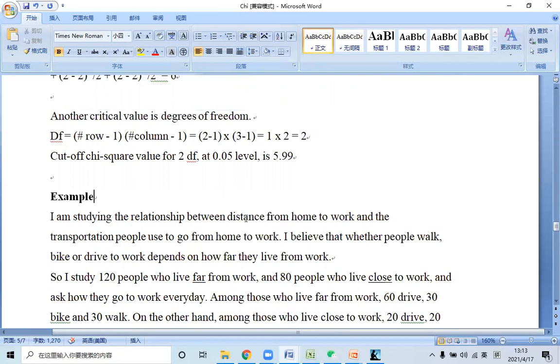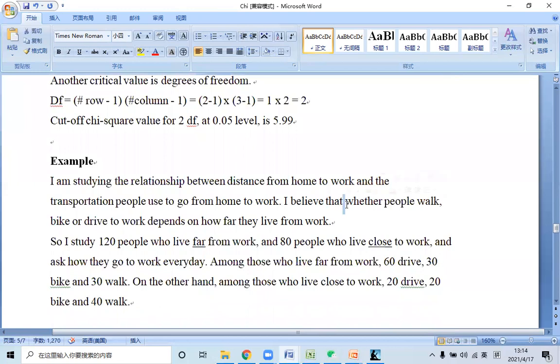I'm studying the relation between distance from home to work and the transportation people use to go from home to work. Do they drive? Do they ride a bicycle? Or do they walk? Is that dependent on how far away people live? I believe that whether people walk, bike, or drive would depend on how far away they live from work.